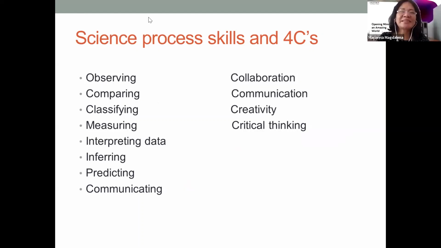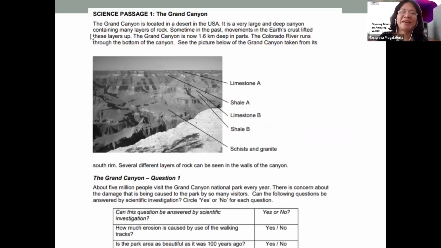Okay, this is an example of a PISA question. The Grand Canyon is located in a desert in the USA. It is a very large and deep canyon containing many layers of rock. Sometime in the past, movements in the Earth's crust lifted these layers up. The Grand Canyon is now 1.6 kilometers deep in parts. The Colorado River runs through the bottom of the canyon. See the picture below of the Grand Canyon taken from its south rim, where several different layers of rock, limestone, shale, schist, and granite, can be seen in the walls of the canyon. And this is the question.